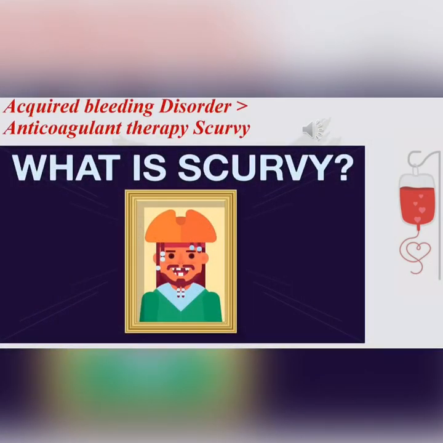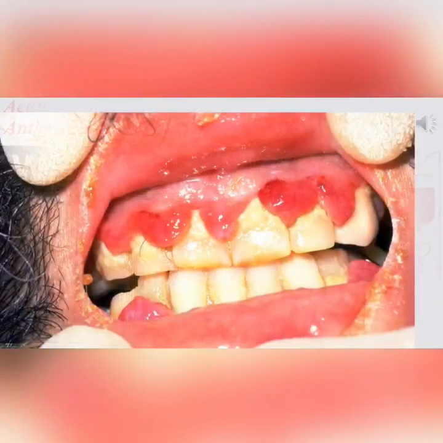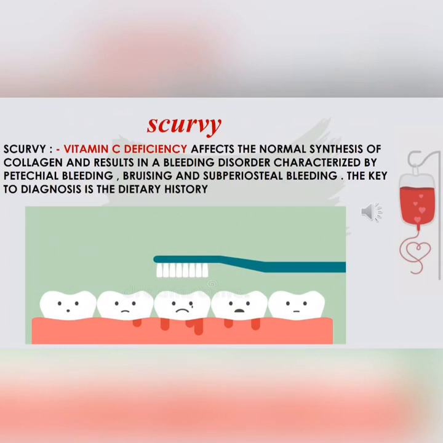Acquired bleeding disorders: scurvy. What is scurvy? Scurvy is a condition characterized by general weakness, anemia, gingivitis, gum disease, bleeding, and skin hemorrhage caused by prolonged deficiency of vitamin C. It affects the normal synthesis of collagen and results in a bleeding disorder characterized by petechial bleeding, bruising, and subperiosteal bleeding. The key to the diagnosis is the dietary history.